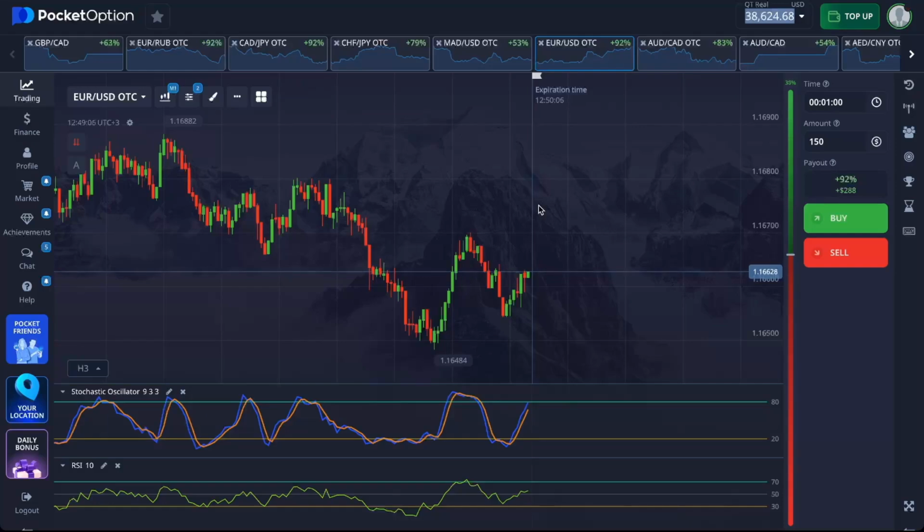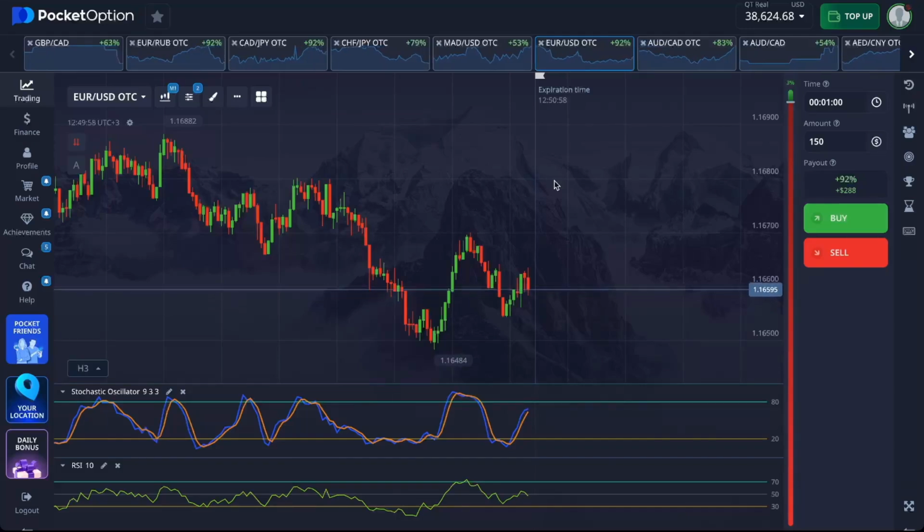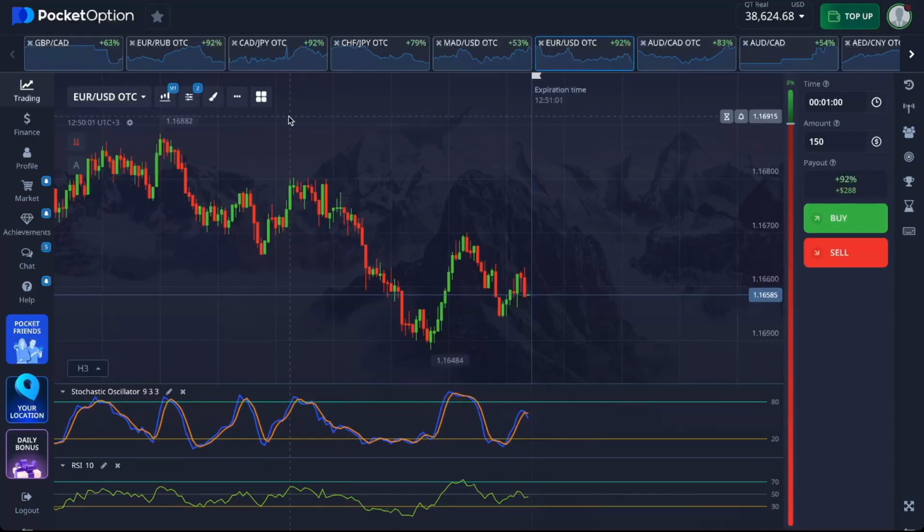Now let's get straight to analyzing these indicators. So we already have both indicators open on the screen. Let's start with the first one. This is the stochastic oscillator. Actually, you can find videos about both indicators on my channel where I analyze them in detail and we set them up together. Now let me briefly explain how it's done.